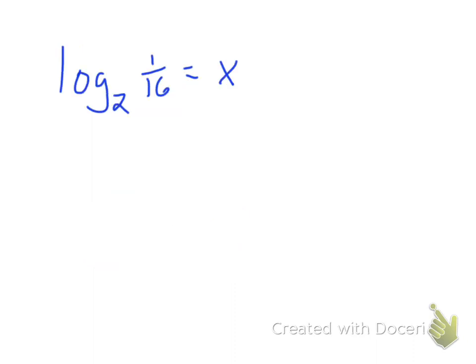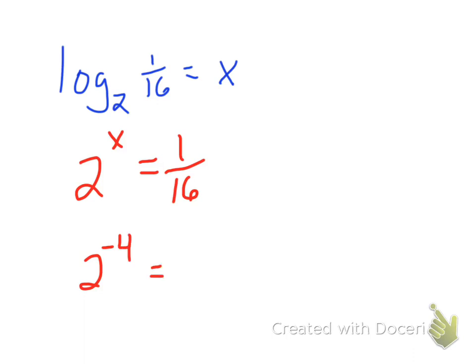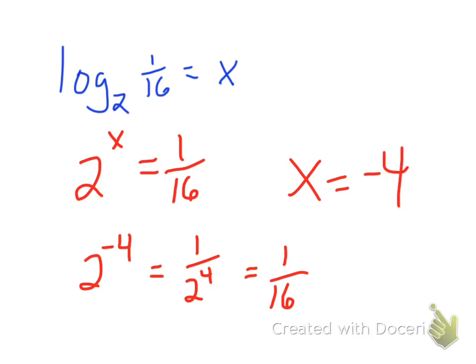Second thing we can take a look at here is now what if I have some values. So I have 2 to the x equals 1 over 16. So what value of x is going to make my base of 2 equal 1 over 16? Well, I know that 2 to the 4th equals 16, and to make it into a fraction, I could have it as 2 to the negative 4th would equal 1 over 2 to the positive 4th, which is 1 over 16. So x equals negative 4.